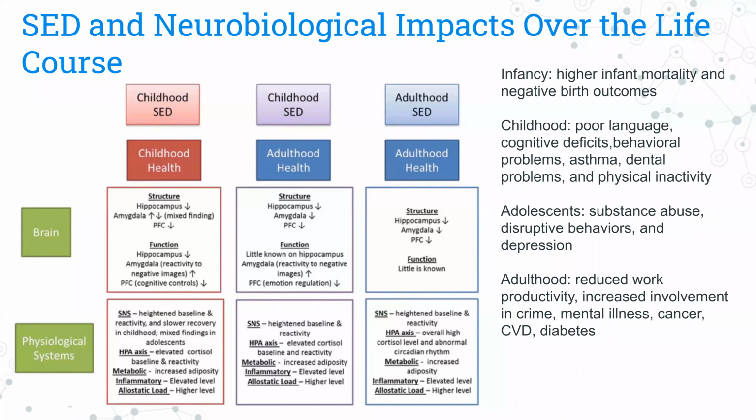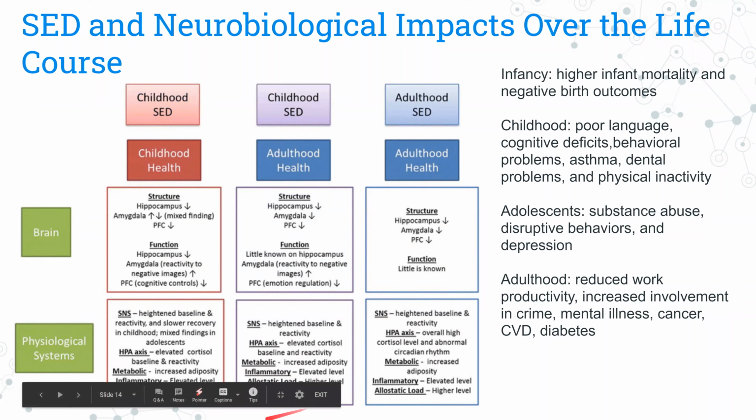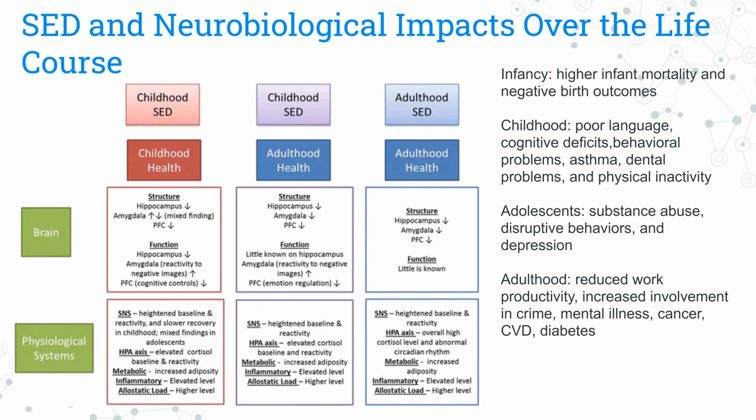So individuals exposed to socioeconomic disadvantage are more frequently sick. They die earlier. They have higher morbidity and mortality rates throughout adulthood. And this is, again, just a review of some of those biological mechanisms, but they should all make sense to you. So take a few minutes, go through the slides and go through this.